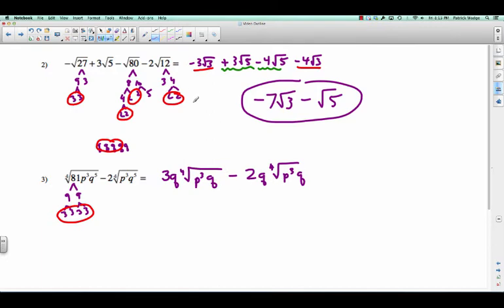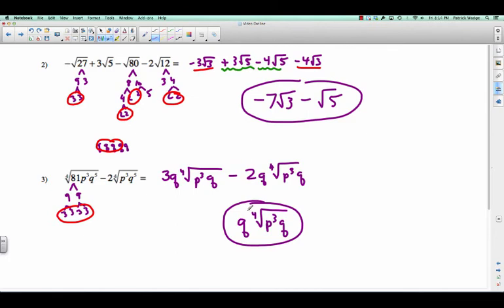So this is great. This is all like terms or like radicals. So 3 of them, take away 2 of them, will just leave you with 1 of them, which you don't even need to write. So you just end up with q, or 1q, times the fourth root of p cubed q. Wow.